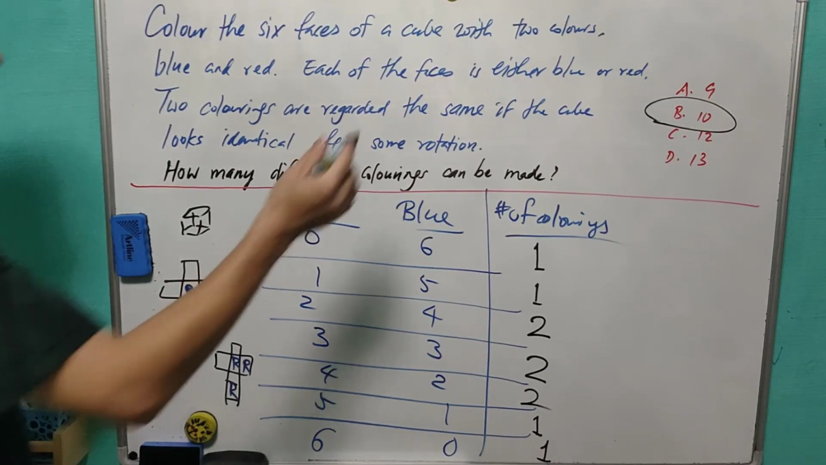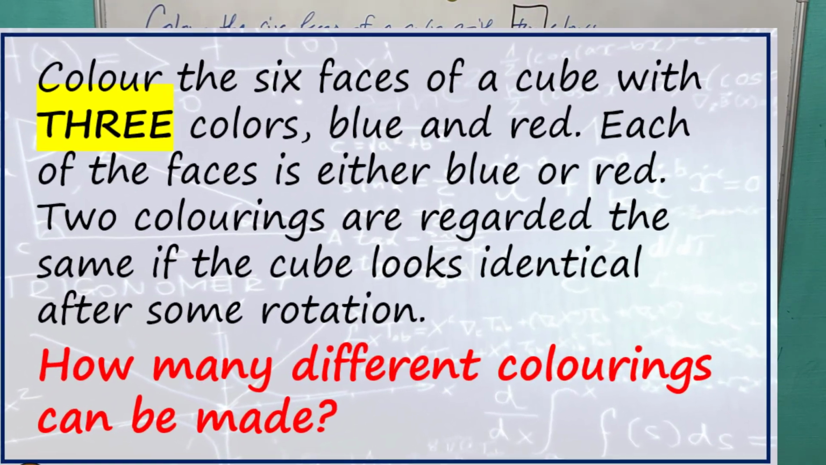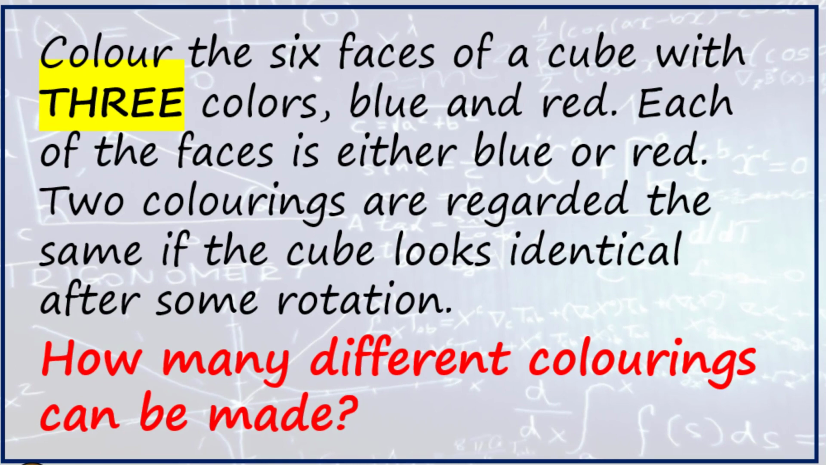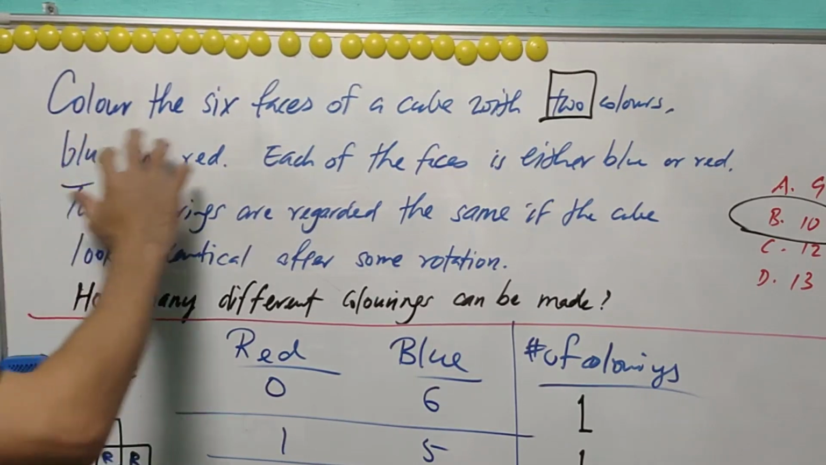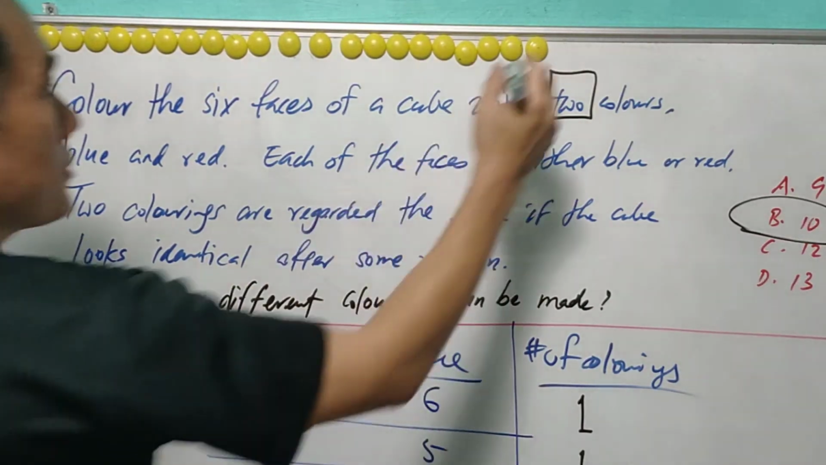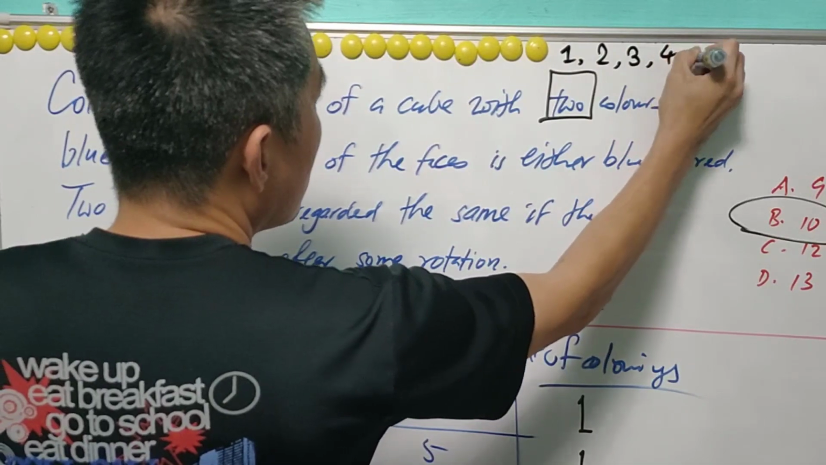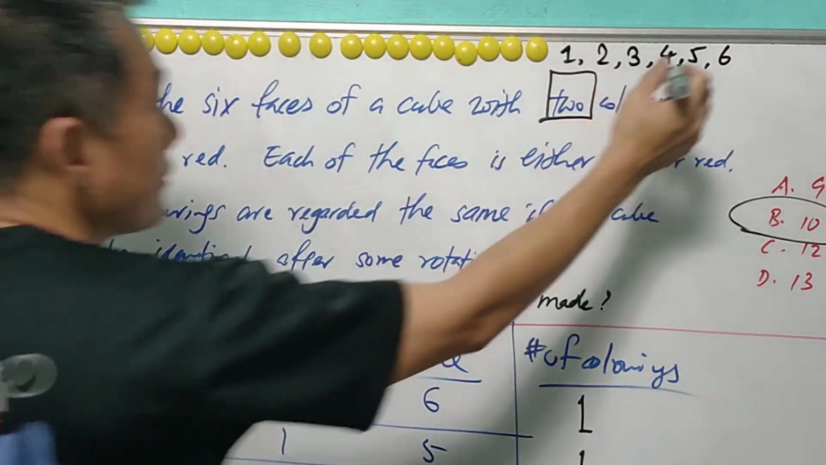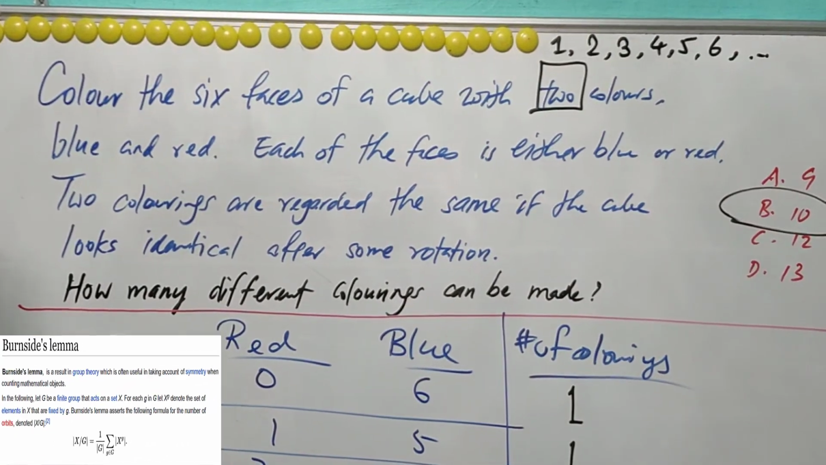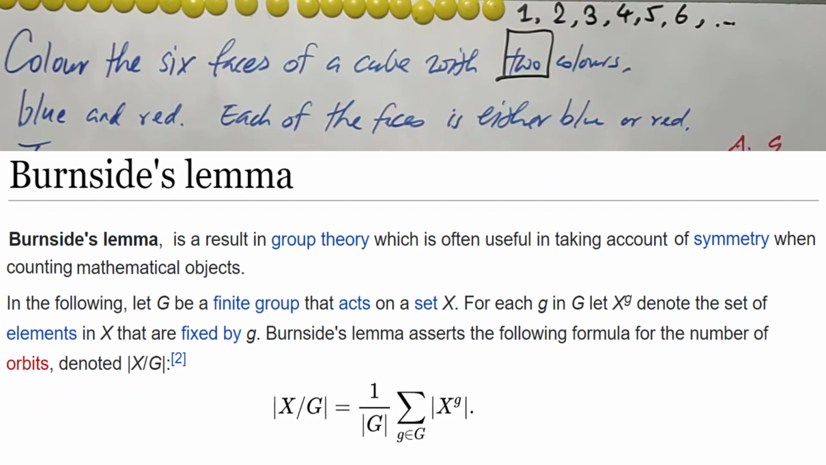What is more interesting, if we change these 2 colors to 3, how many different colorings can be made? And more interesting, we can consider changing the number of colors that we can have. Obviously, we can change it to only 1 color, 2, 3, 4, 5, or 6 colors, or even more. There's a counting technique called Burnside's lemma, which will allow us to get the number of colorings for each of the cases.